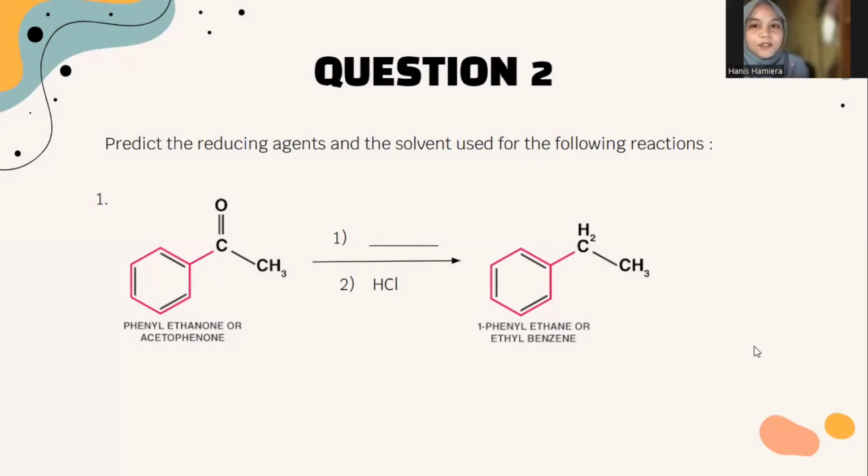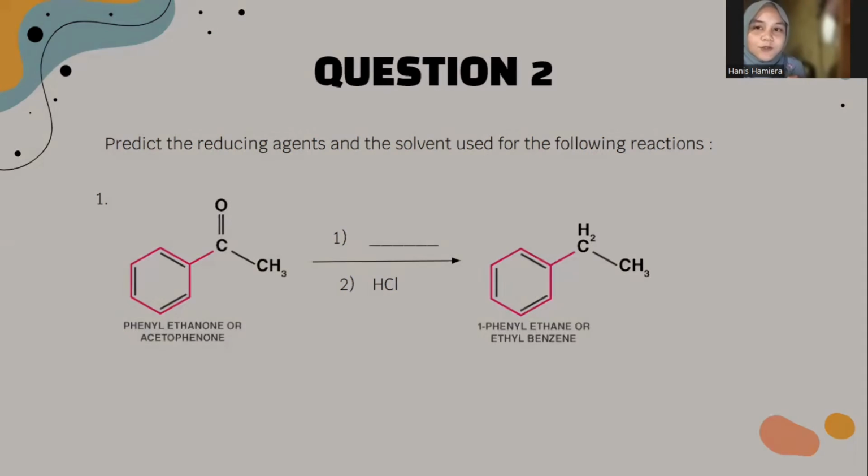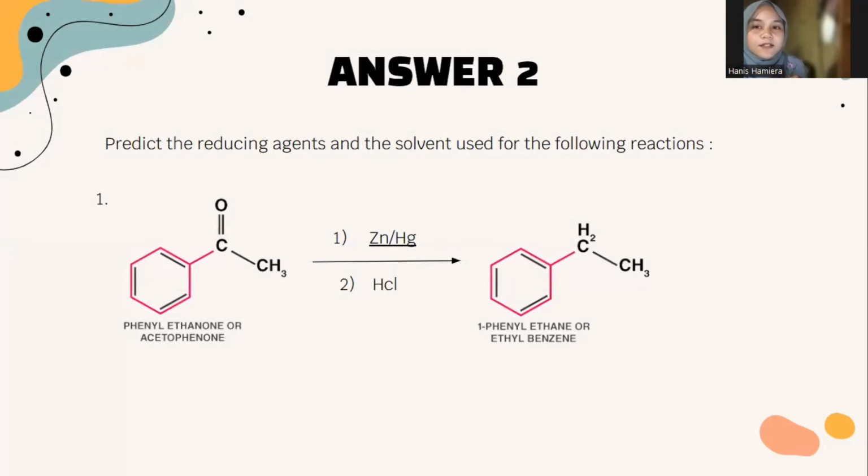Question 2. Predict the reducing agents and the solvent used for the following reaction. Here we have phenylethanone or acetophenone. Given here is hydrochloric acid. Since hydrochloric acid is given, we know it is Clemmensen reduction. Meanwhile, if given a strong base, it is Wolff-Kishner reduction. So the reducing agent used is zinc amalgam. Alright, next.